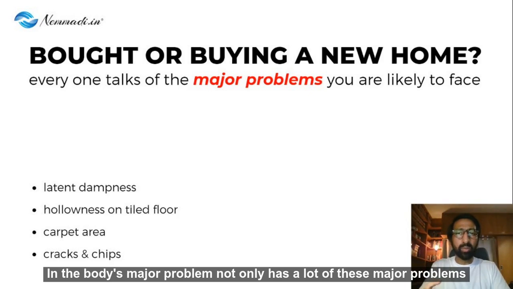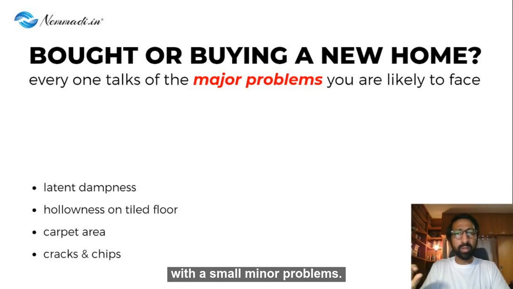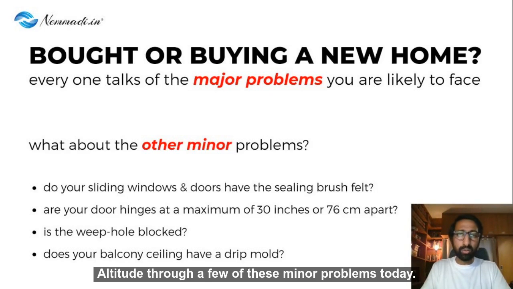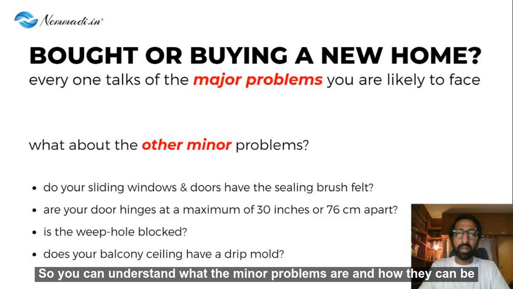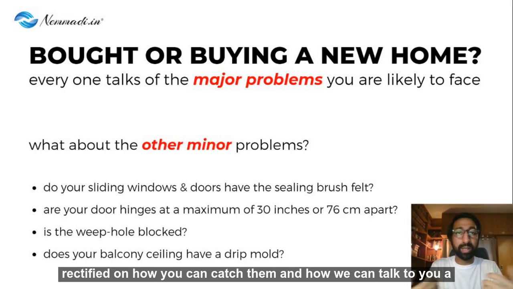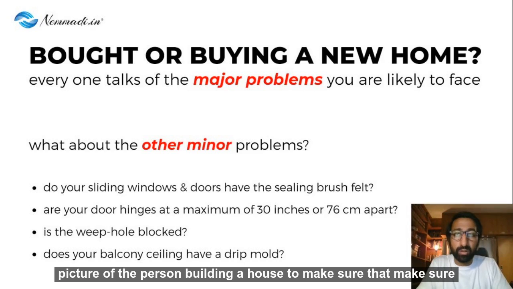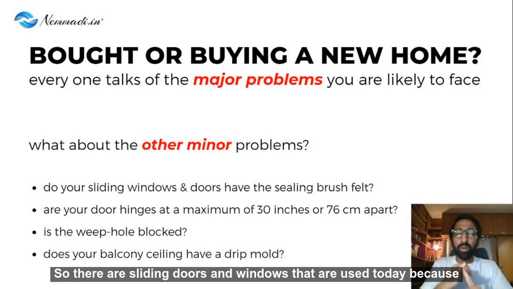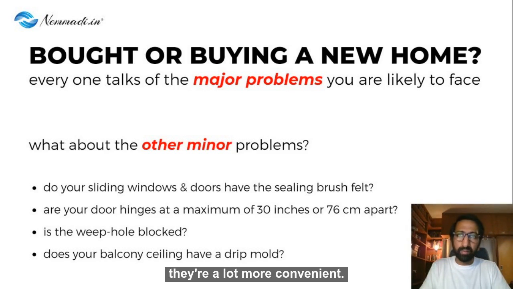But a home not only has these major problems, there are also small, minor problems. I'll take you through a few of these minor problems today so that you can understand what they are, how they can be rectified, how you can catch them, and how you can talk to your own builder or the person building your house to make sure that you have a great, fantastic home that you deserve, right? So there are sliding doors and windows that are used today because they're a lot more convenient.